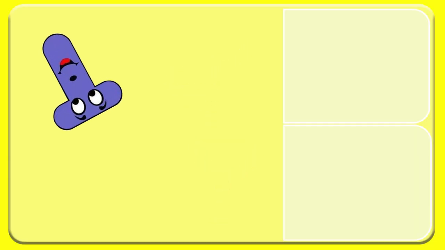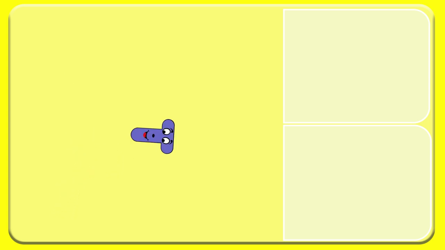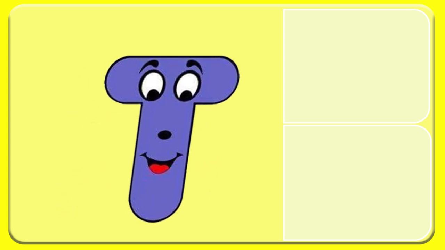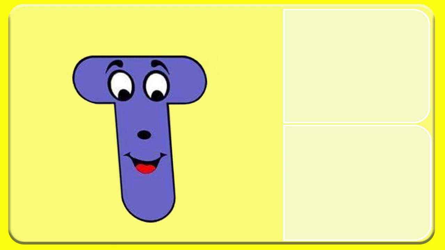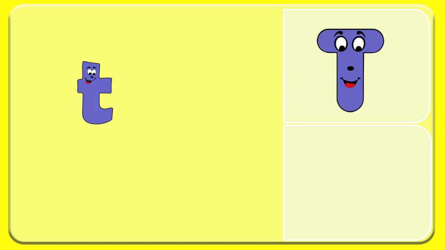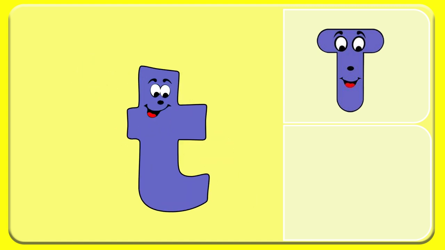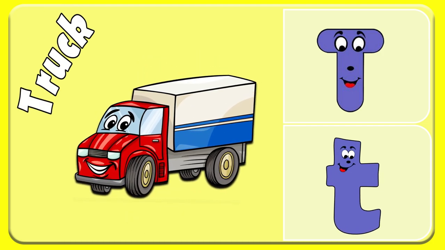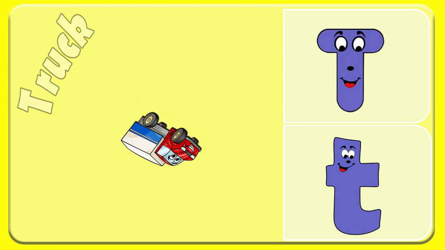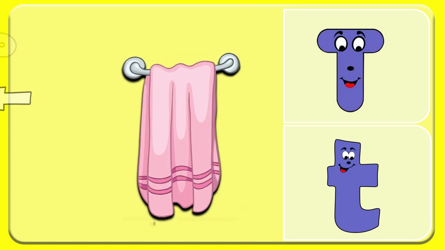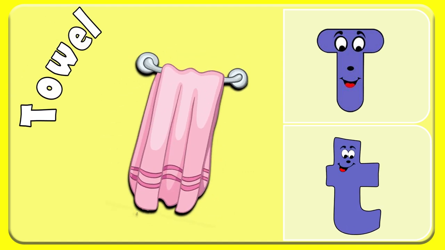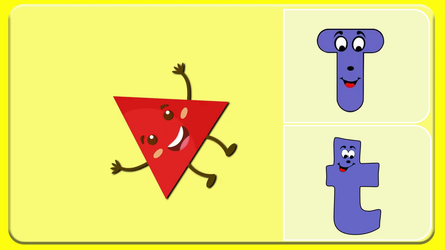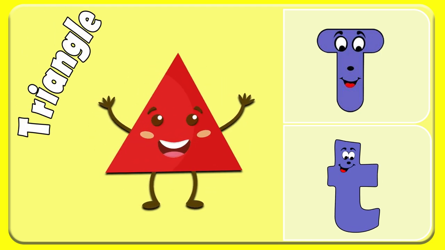Today we will learn alphabets and their sounds. Have you ever seen the letter T? Hi, I'm letter T and my sound is T, T, T. And the words that start with me are truck, T, T, truck. Towel, T, T, towel. Triangle, T, T, triangle.